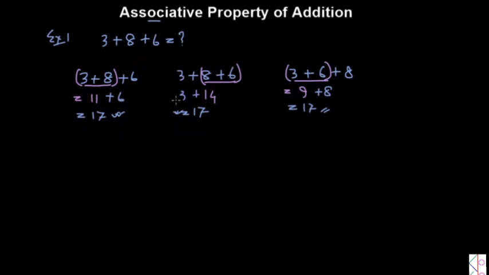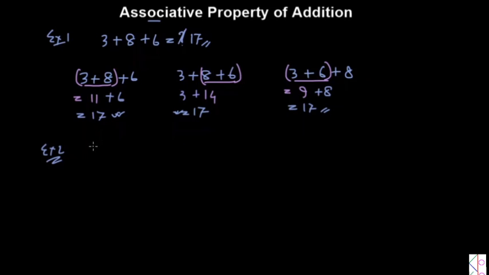From the above three approaches, we have found that whichever way you associate the numbers, the result will always be the same. That is the associative property of addition in case of whole numbers. So now come to our second example. Here I will show you how to use associative property of addition and how we can take advantage of it to add numbers quickly and conveniently.